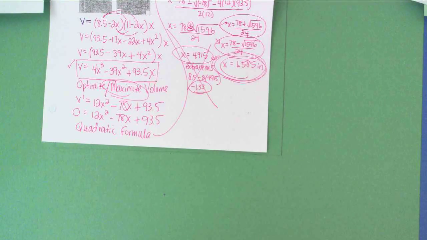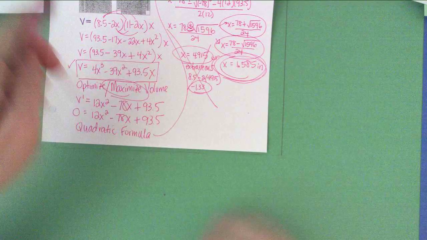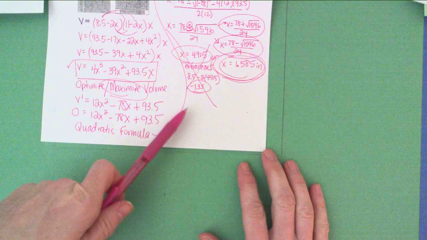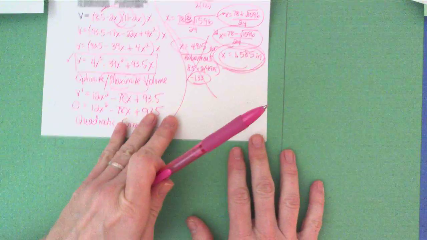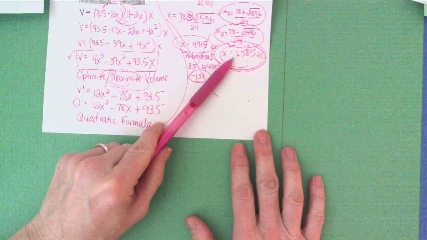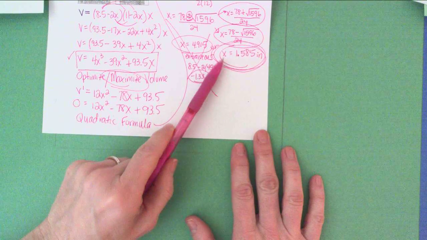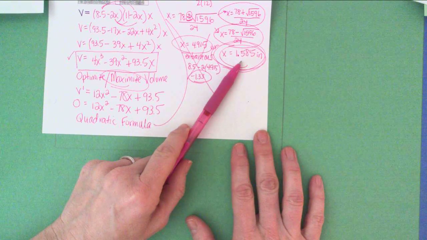Hey everybody, we're back, and since the first video on optimization took a little longer, I'm making a second video to finish up example 1. So here we are. What we had decided on in the first video was that the optimal dimension to cut the squares was x equals 1.585 inches.